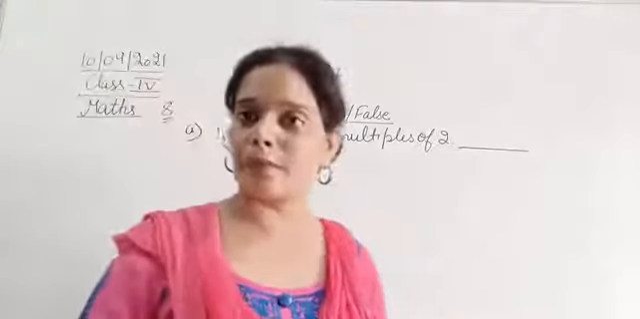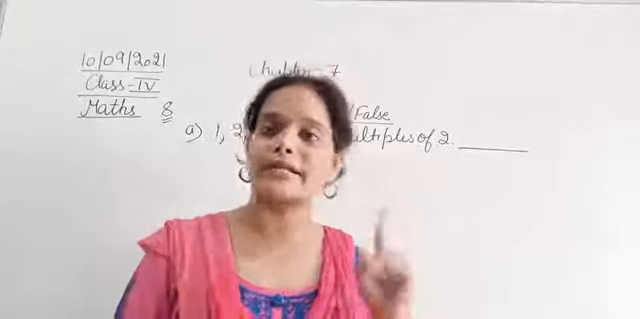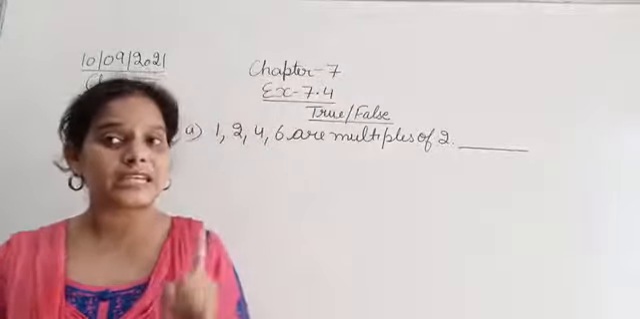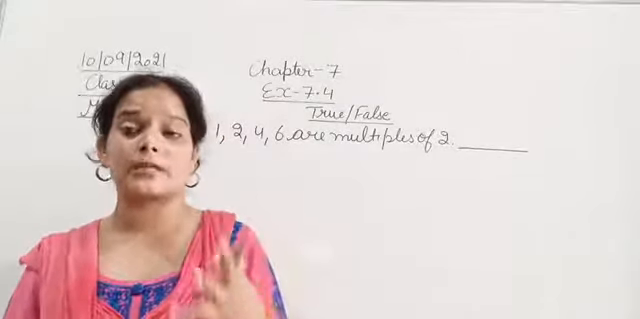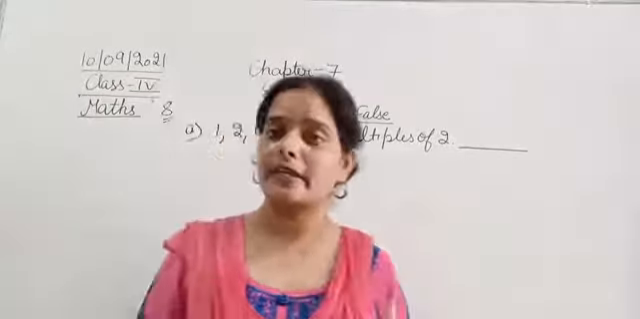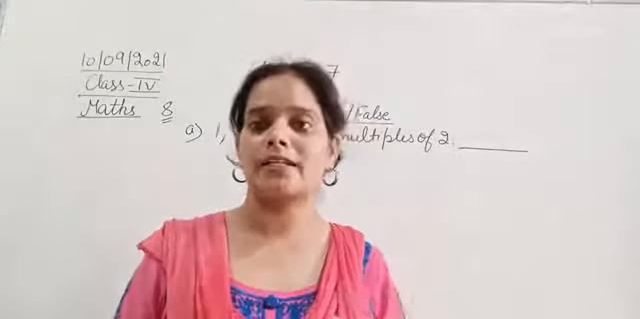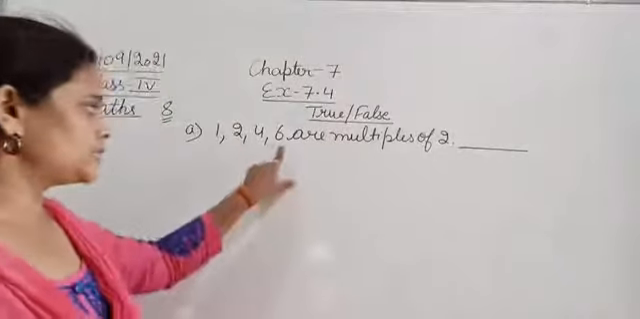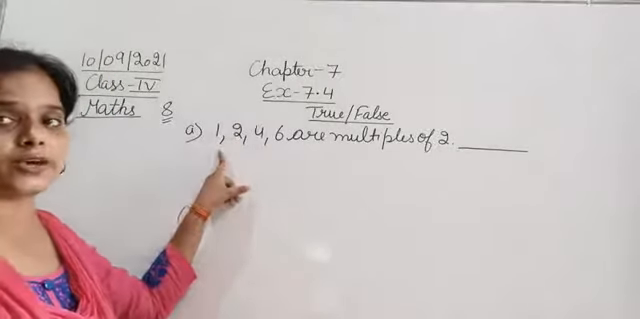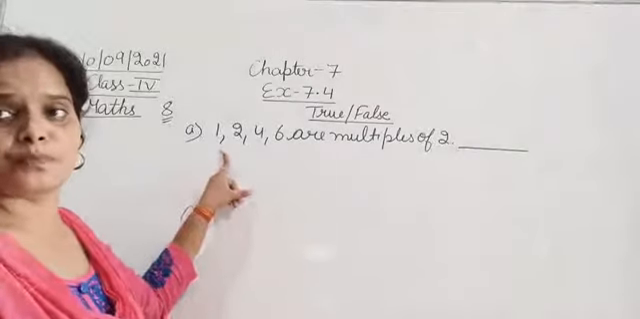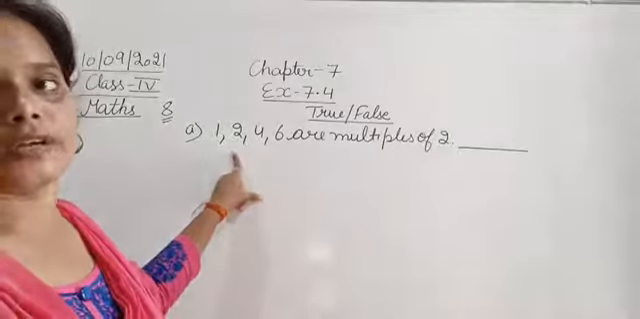Simply, when we were doing the properties, at that time I told you that the multiples will always be greater than the number. They can never be smaller than the number. The multiples of a number will always be greater than or equal to the number. So as we can see, 6 is greater, 4 is greater, 2 is equal, but 1 is not greater than 2. जो 1 है वो 2 से बड़ा नहीं है, the multiples are always equal or greater than the number.